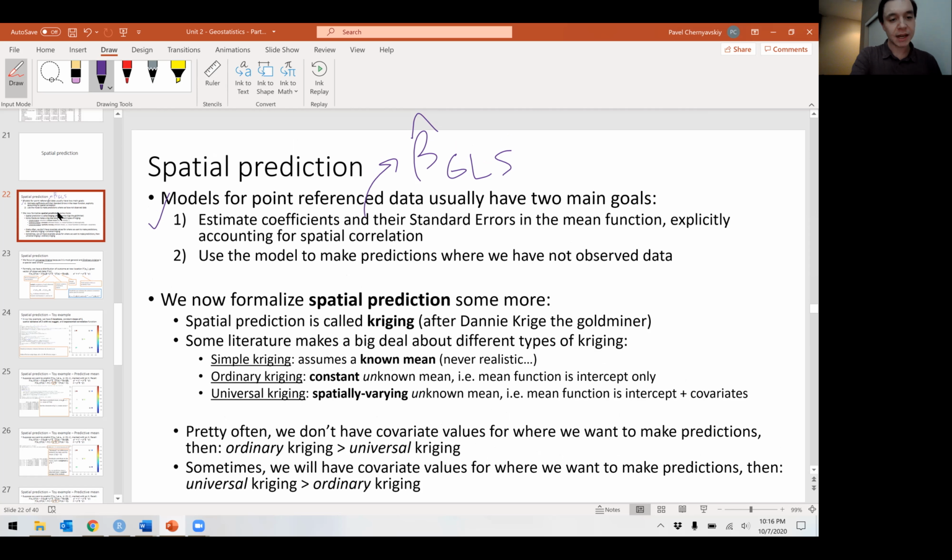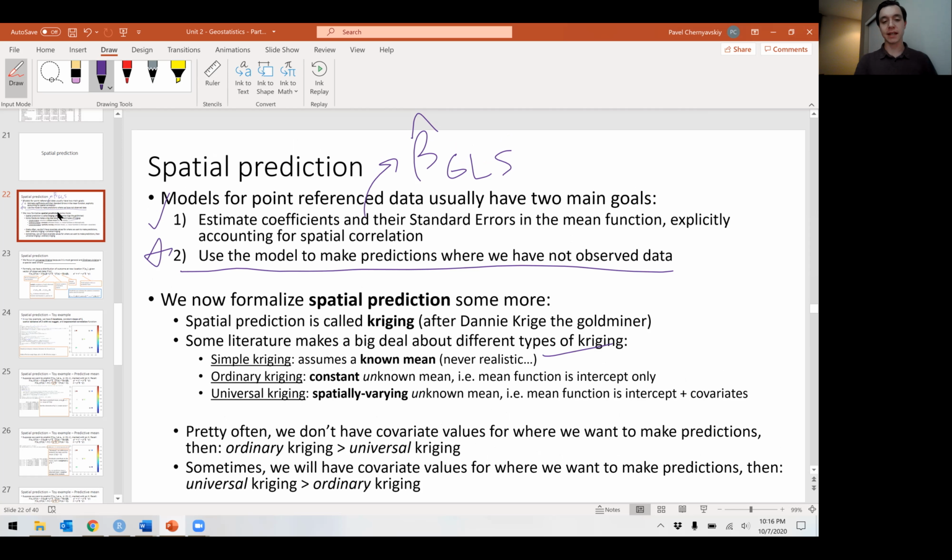We very much now want to use our model to make predictions where we have not had data. We don't have weather stations everywhere. We'll only have 195, it's actually quite a bit of weather stations, but we want to predict weather everywhere. So we use our model to make predictions. Literature delineates between three different kinds of prediction. So the first is called simple Kriging.